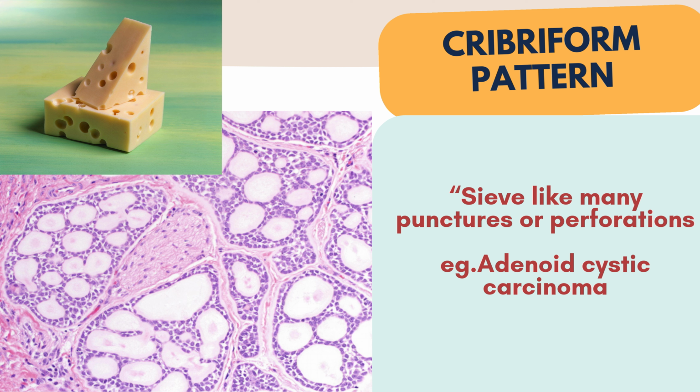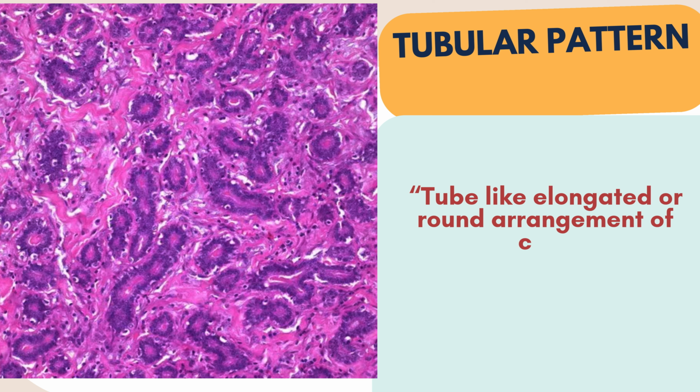Have you been in a tunnel? How elongated it is! Such elongated or round arrangement of cells is called as tubular pattern. Seen in tubular adenoma of breast.